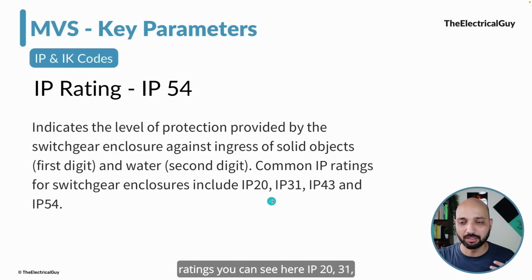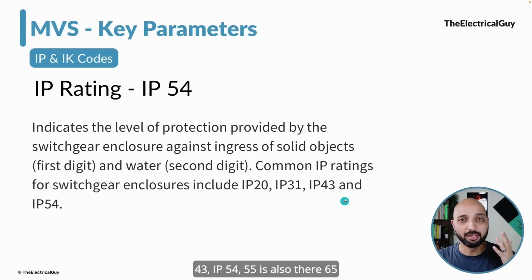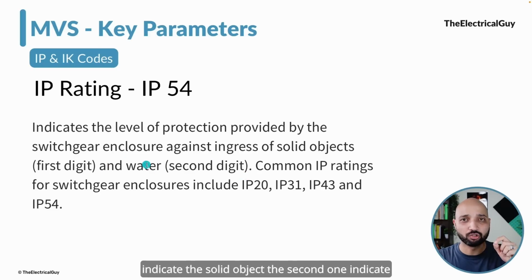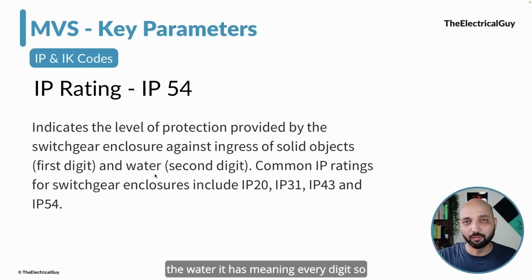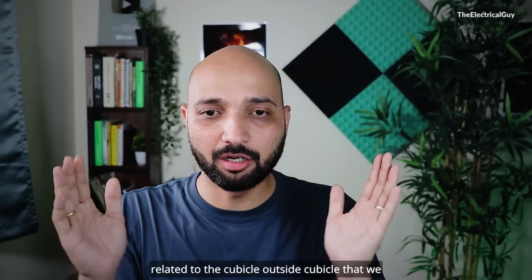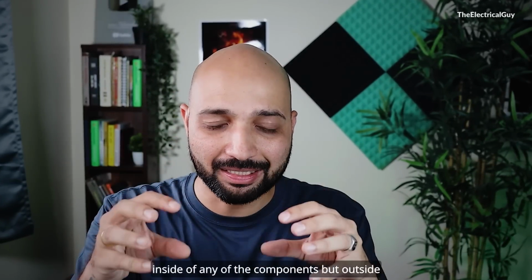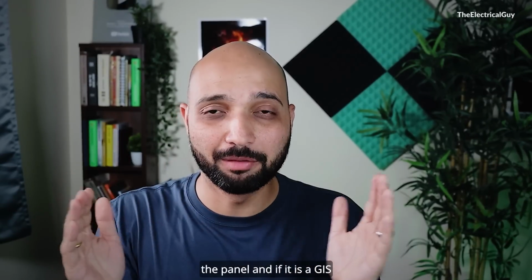The common IP ratings you can see here are IP20, 31, 43, IP54, 55, and 65. Each digit has a meaning, but we are not going into those details in this video. For outdoor use, generally the IP54 or IP55 rating is preferred, and it relates to the outside cubicle. It's not given to the inside components, but to the outside of the panel.